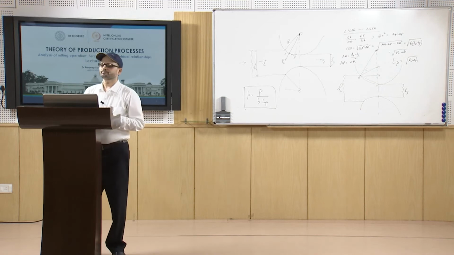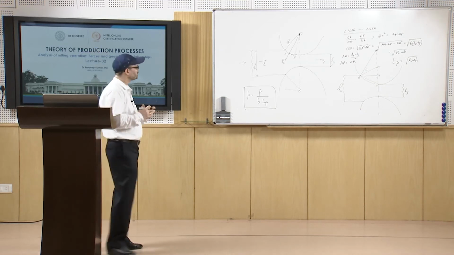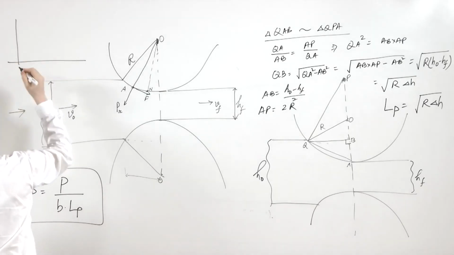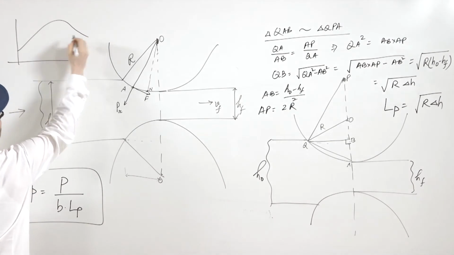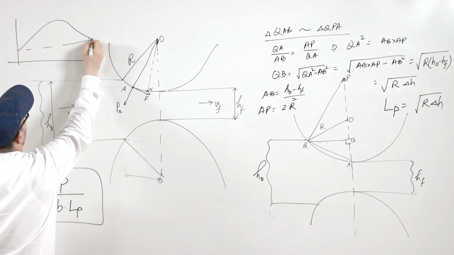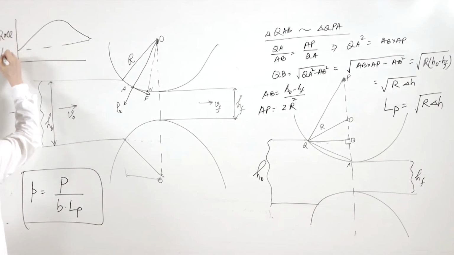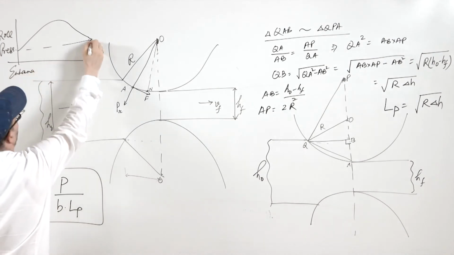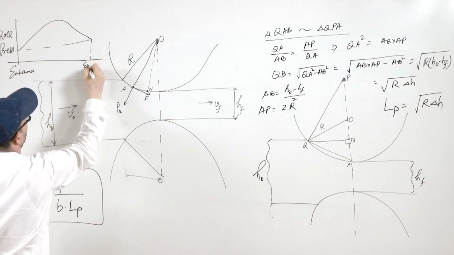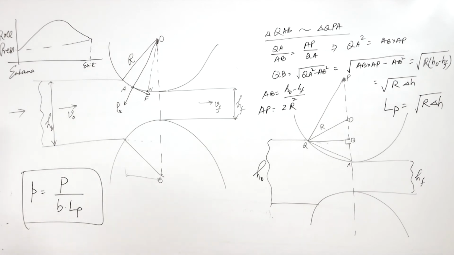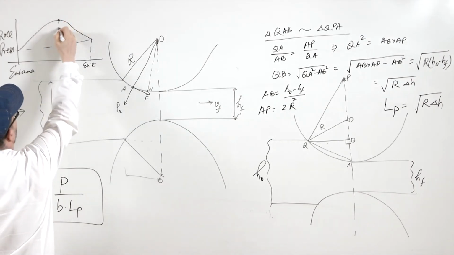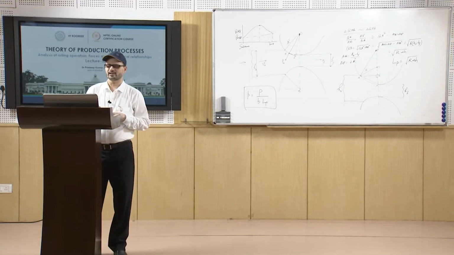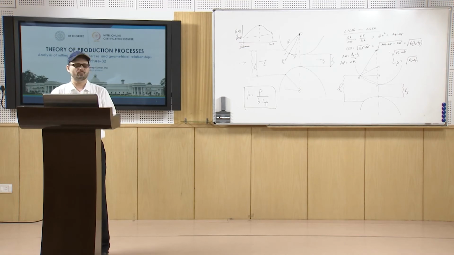Now, further, if you look at the roll pressure, its value will vary like this. So, this is the roll pressure, this is the entrance, and this is the exit. In this case the maximum is achieved near the neutral point. That is the significance of the neutral point.